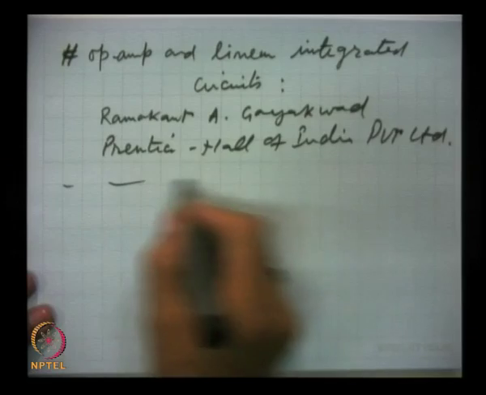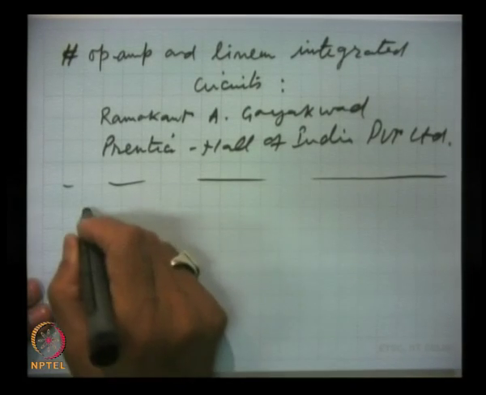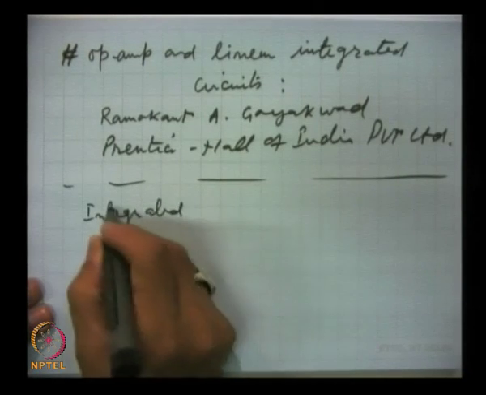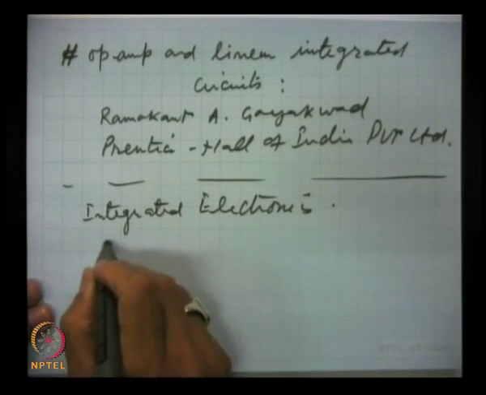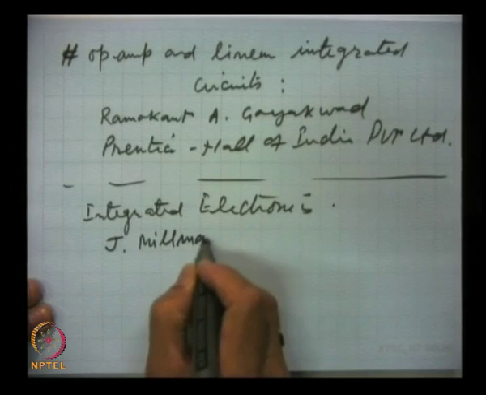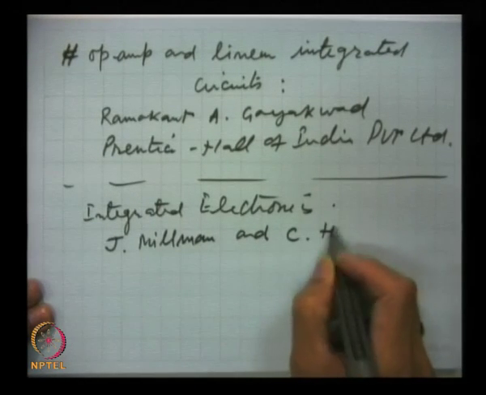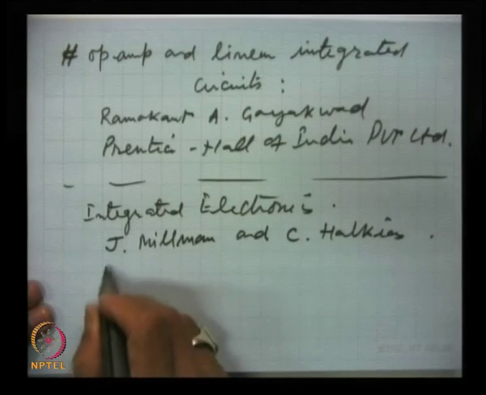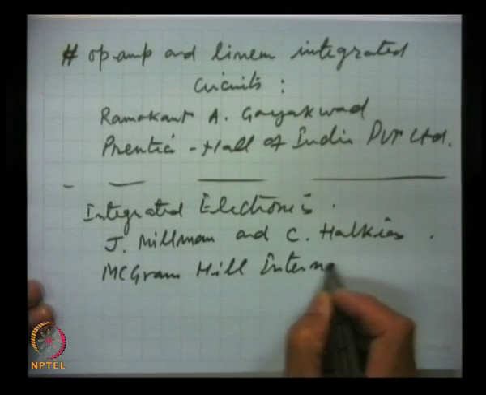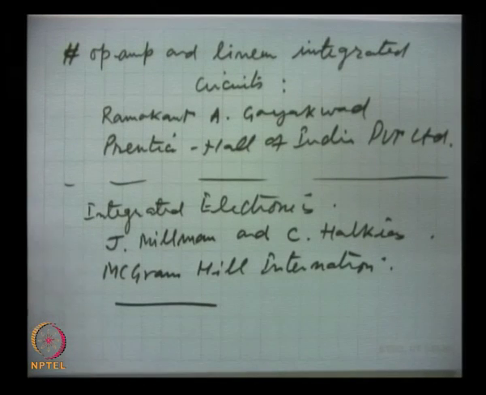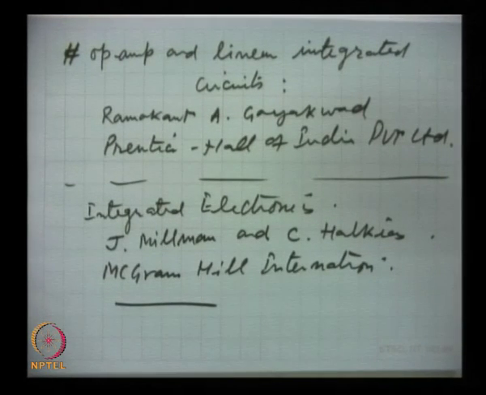Besides this, as a reference book you can have Integrated Electronics by J. Millman and C. Halkias. This is a McGraw-Hill International publication. So, as a reference book for any details you want to consult, this will be a nice book. Now, there is time for a few examples which I can take.